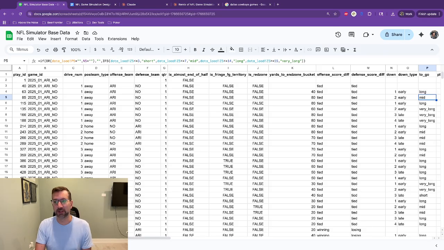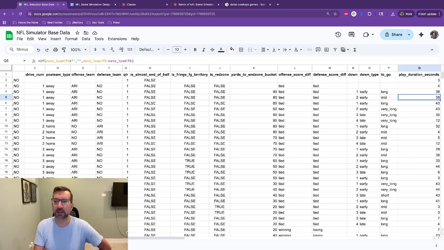Same type of concept with yards to go. If you're 3rd and 20 or 3rd and 22, who cares? Like, you've got a long way to go. It's probably going to be a low probability of you converting anyway. Let's do those buckets accordingly.